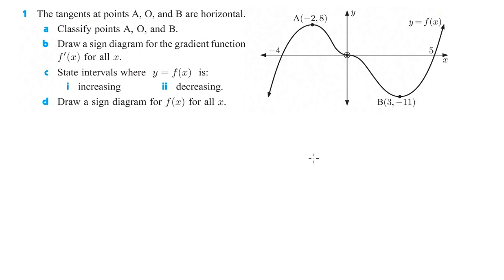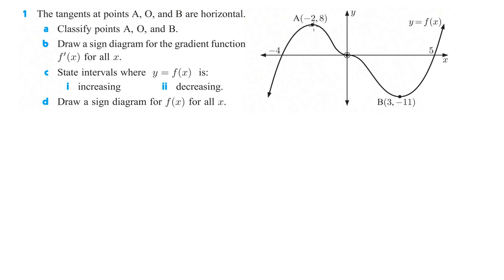I'm going to take you through some of the problems on the 11D assignment. Okay, so first one, number one, the tangents at points A, O, and B are horizontal. Classify points A, O, and B. Okay, so we'll do that first.